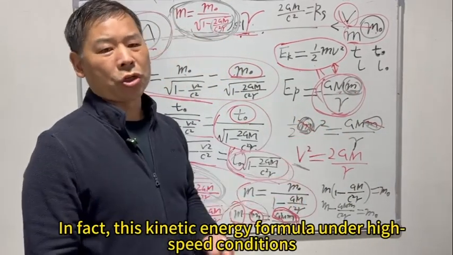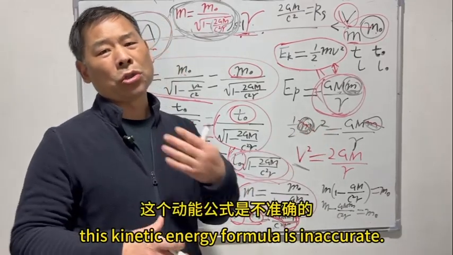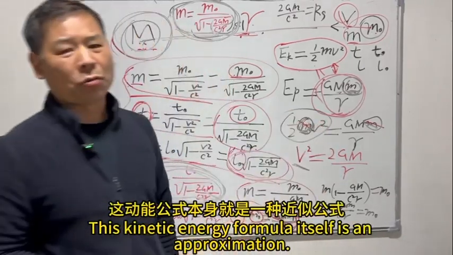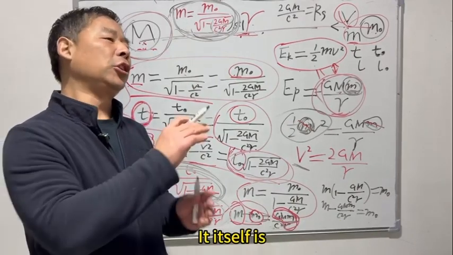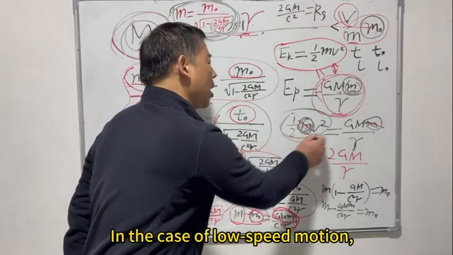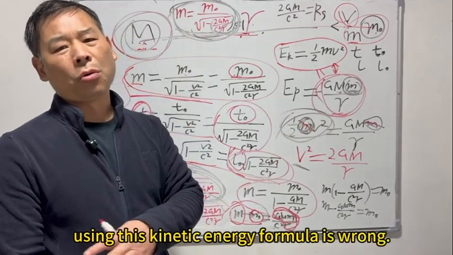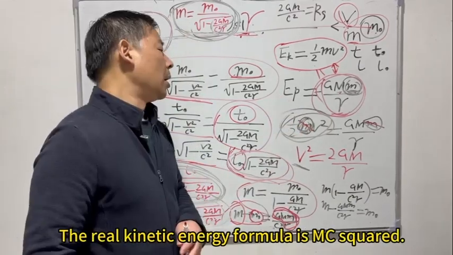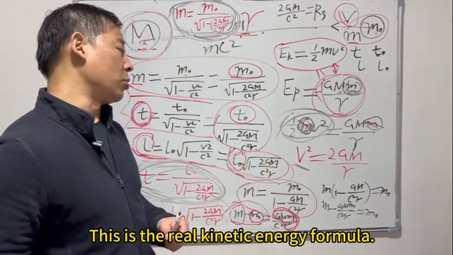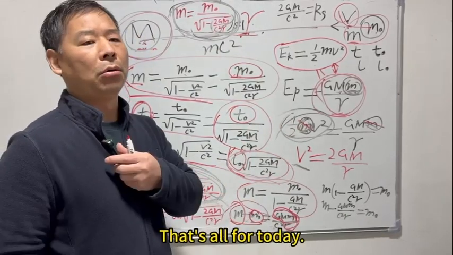In fact, this kinetic energy formula, under high-speed conditions close to the speed of light, is inaccurate. It is incorrect. This kinetic energy formula itself is an approximation formula for low-speed motion. In the case of low-speed motion, using this formula is correct. In the case of high-speed motion, using this kinetic energy formula is wrong. The real kinetic energy formula is mc squared. This is the real kinetic energy formula. So this kinetic energy formula is actually approximate. Okay, that's all for today.